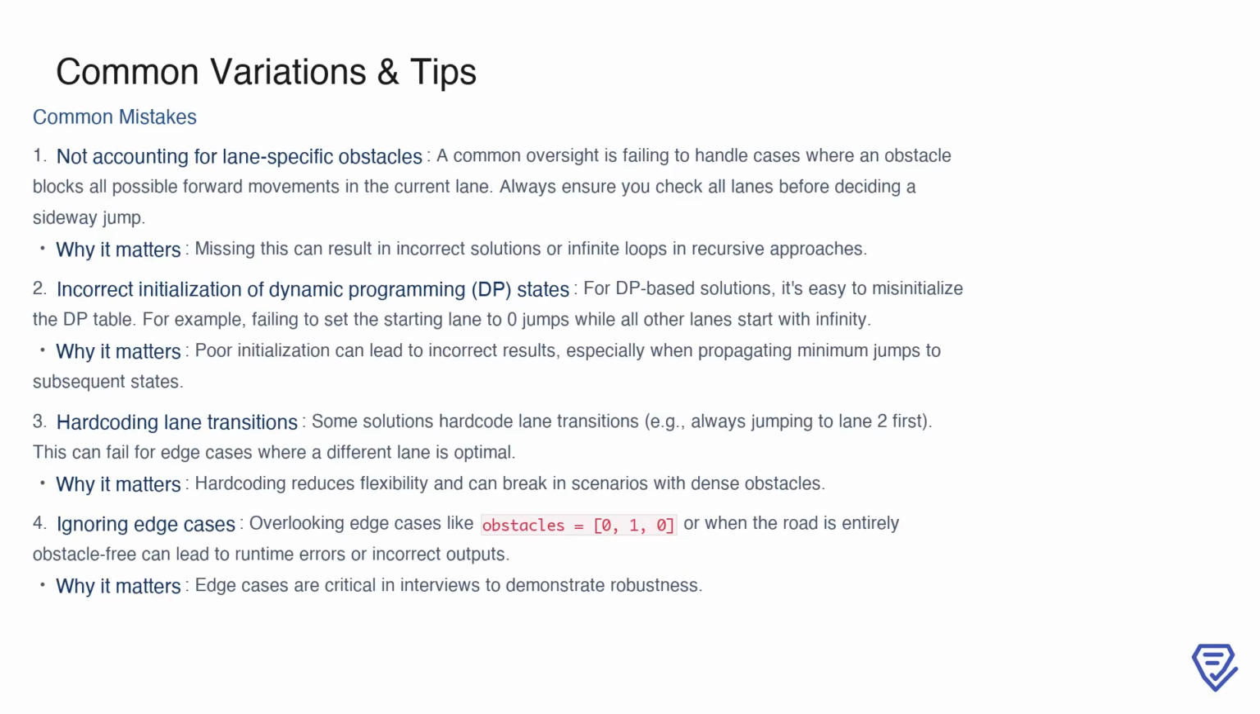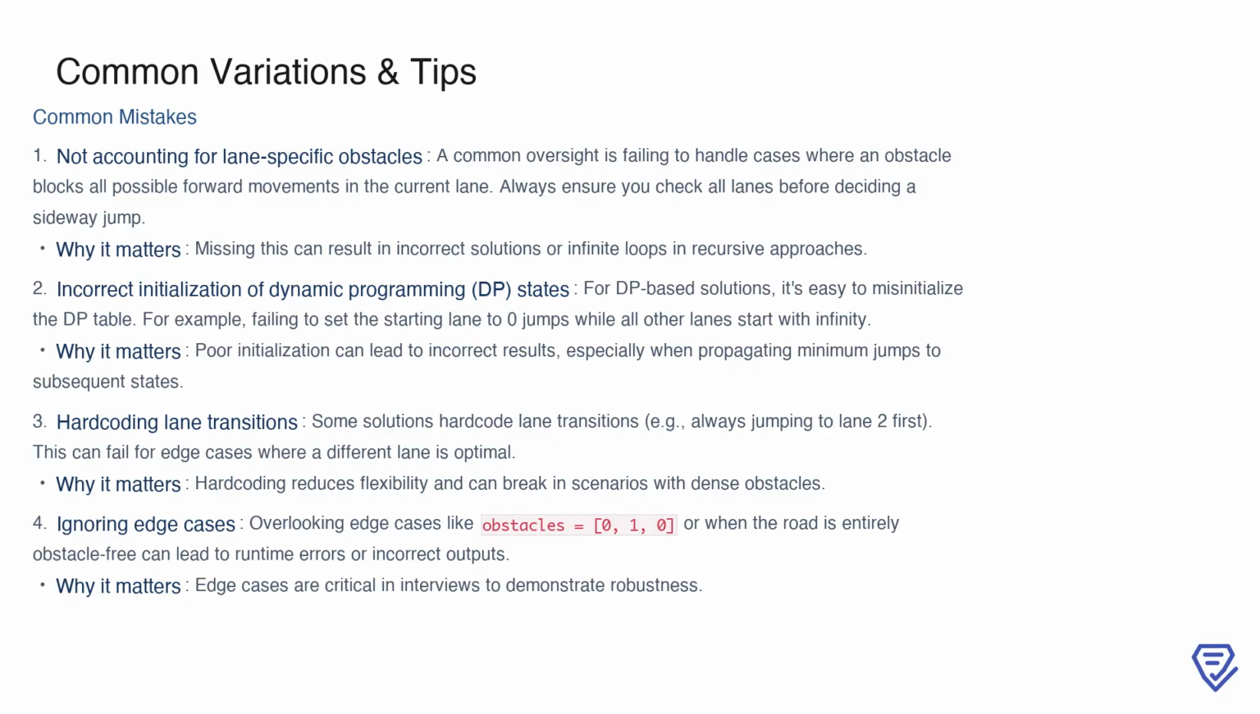When solving this problem, it's important to be aware of common mistakes that can lead to incorrect solutions. One frequent issue is not accounting for lane-specific obstacles. If an obstacle blocks all forward movements in your current lane, you must ensure that you check other lanes for a valid path.